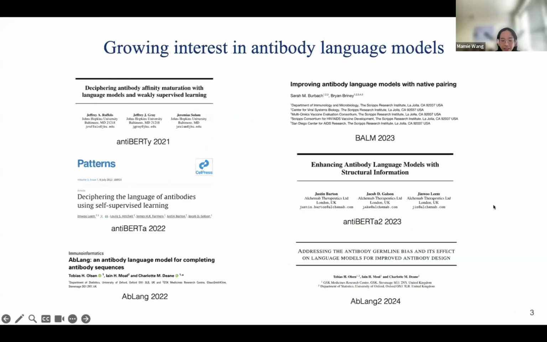Recently, there has been growing interest in training antibody language models for different predictive applications on antibodies. Here are some of the examples that I know. These models are trained on large data sets of BCR amino acid sequences and can be used for a variety of tasks. For example, imputing missing residues, predicting paratope location, and also predicting antigen specificity.